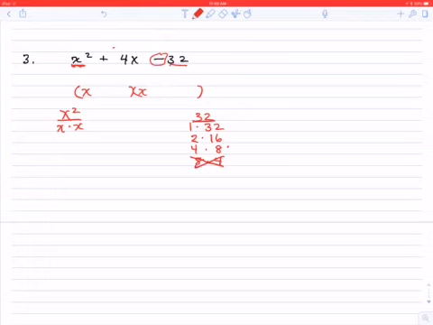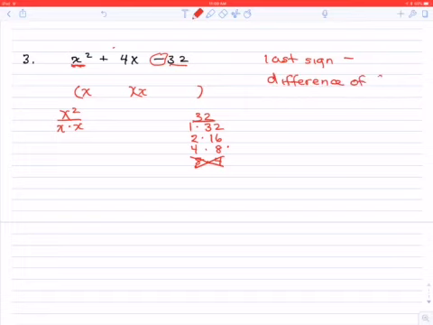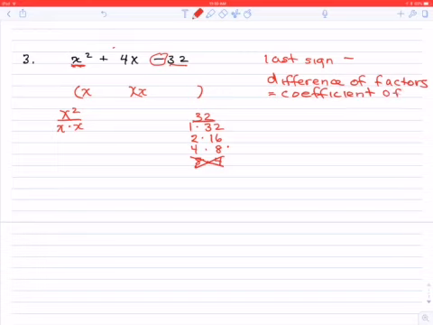Now I'll look at this last sign. If the last sign is negative, we want the difference of the factors to equal the coefficient of the middle term. All right, so the difference, if we were to subtract these factors, I see that 4 and 8 will do it.